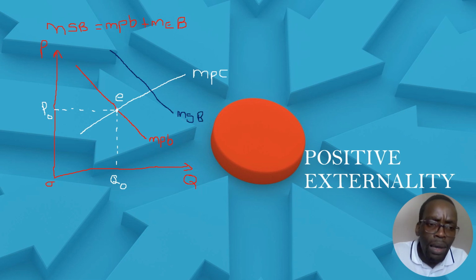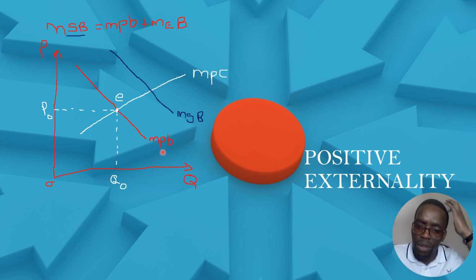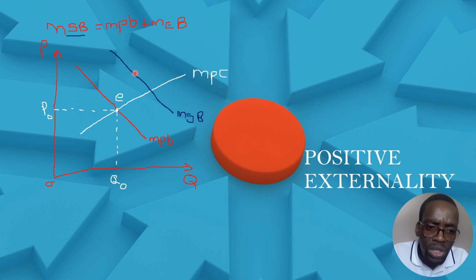We said marginal social benefit is made up of marginal private benefit, which is this one, plus our marginal external benefit. So the marginal external benefit is the gap or the difference between our marginal social benefit and our marginal private benefit, which in this case is illustrated by this distance here between the marginal social benefit curve and the marginal private benefit curve.